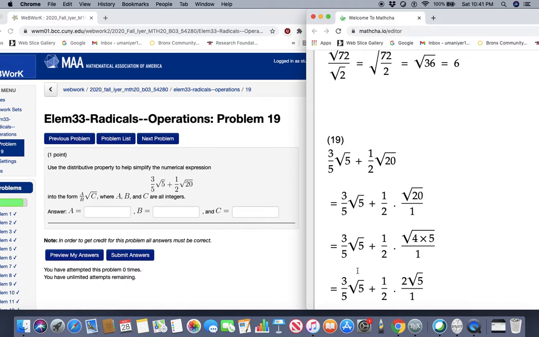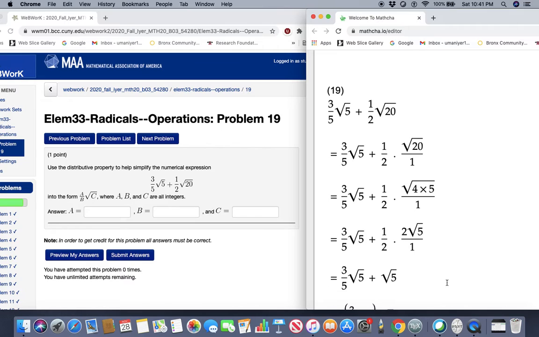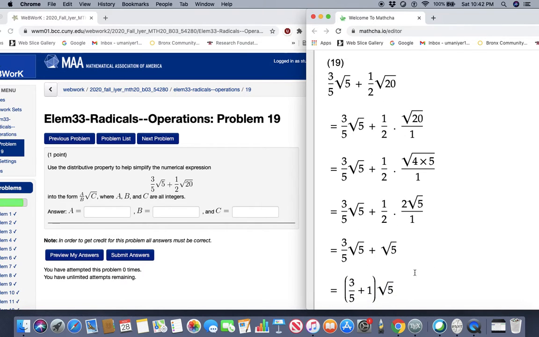3 over 5 square root 5, no change, plus 1 over 2 times. Square root 4 is 2. Square root 5 remains square root 5. So notice this 2 is going to cancel that 2. When they cancel, all I'm left with is 1 square root 5. Notice square root 5, these are like radicals. I can factor that square root 5 common outside.